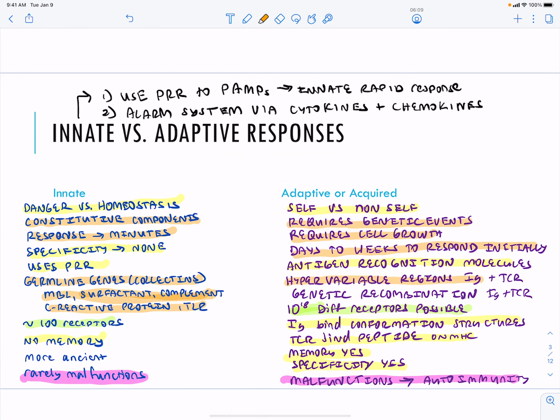We do have hypervariable regions and genetic recombination in our adaptive response that we do not see in our innate response. Our innate response, again, only uses patterns, toll-like receptors, flagella, and doesn't matter if it's on an E. coli or Salmonella, whereas our adaptive response, if it sees a flagella antigen, is going to be specific for the type of antigen. So different bacteria have different flagella antigens, so our adaptive response would be able to tell the difference. Our innate response would not be able to tell the difference.